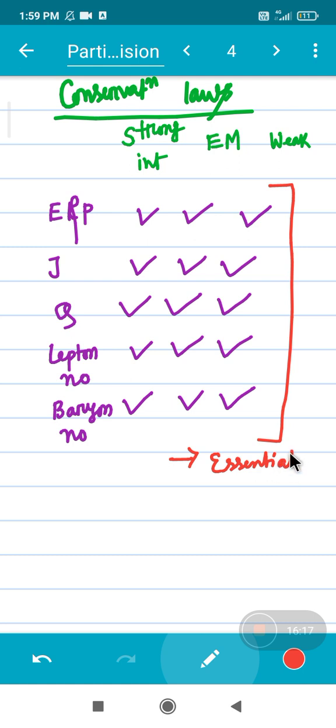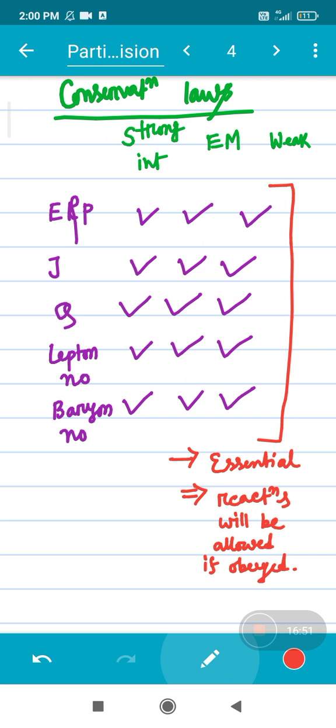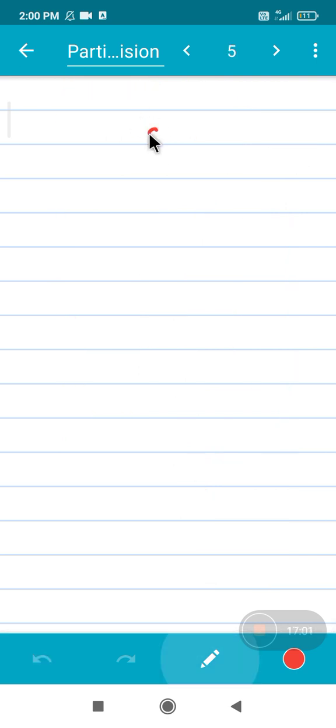So these laws are essential, and for these laws, a reaction will be allowed if these are obeyed. Okay, so again I am making the columns.